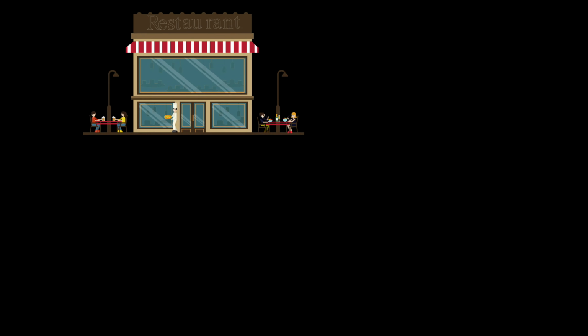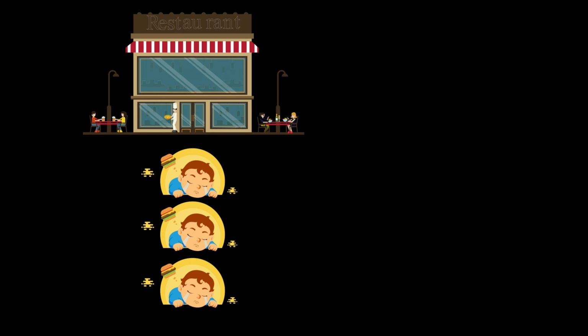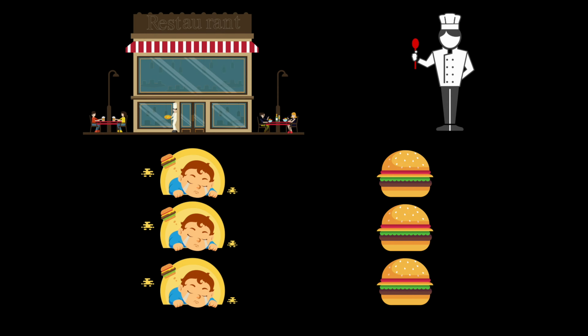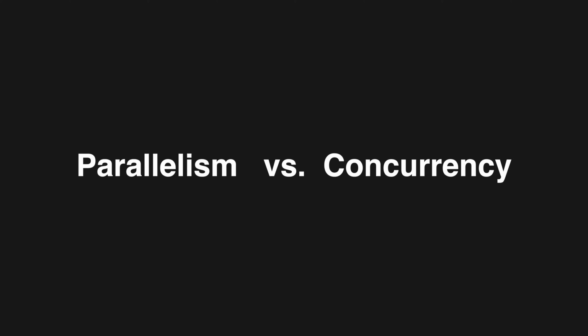Imagine you are at a restaurant. You are starving. The waiter takes your order. But now comes the question. Does the kitchen cook your dish alongside others, or does it juggle tasks one after another so everyone feels that things are moving? That is the story of parallelism versus concurrency.